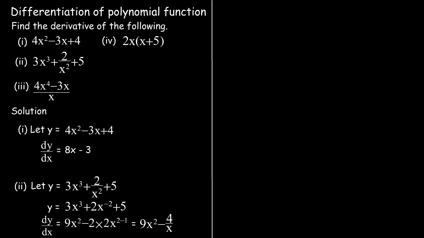Number 3, let y be equal to 4x to the power of 4 minus 3x divided by x. We first have to simplify the right hand side. It becomes 4x to the power of 4 divided by x minus 3x divided by x. So this will become y equals 4x to the power of 3 minus 3.